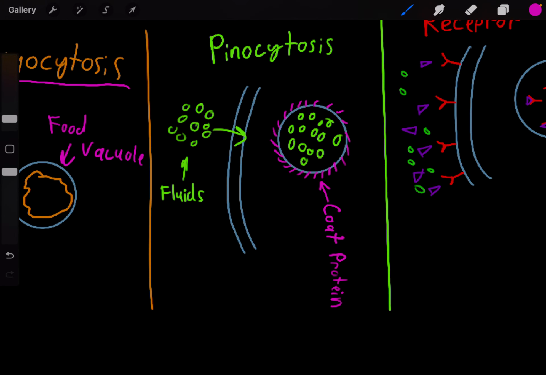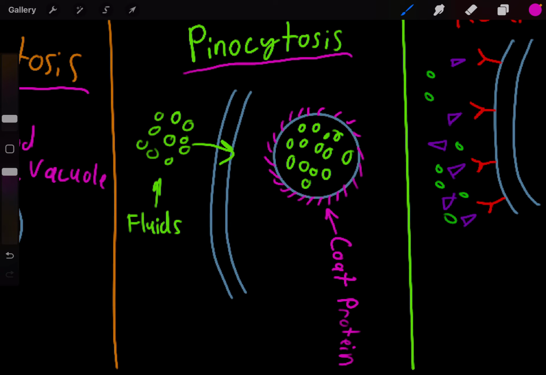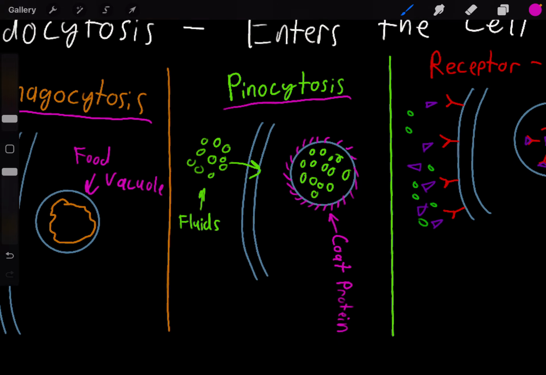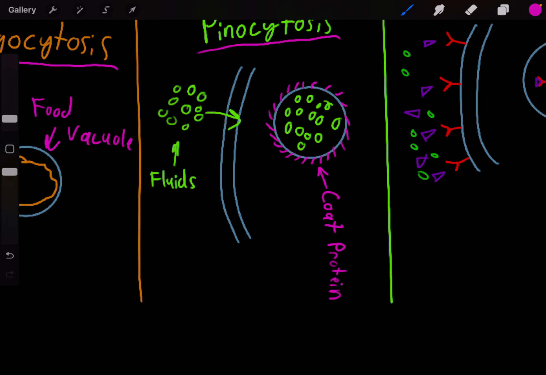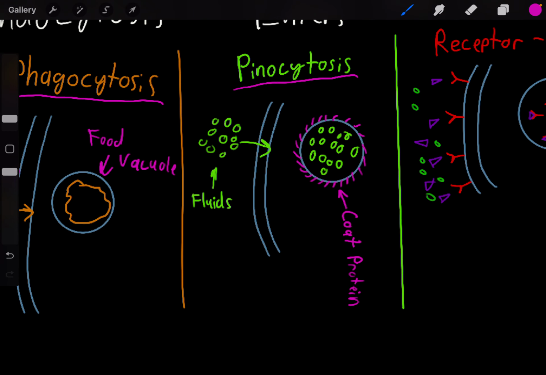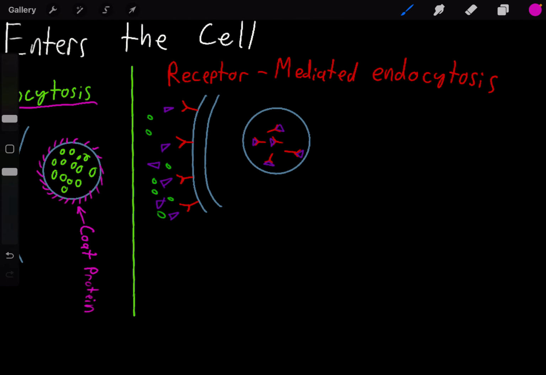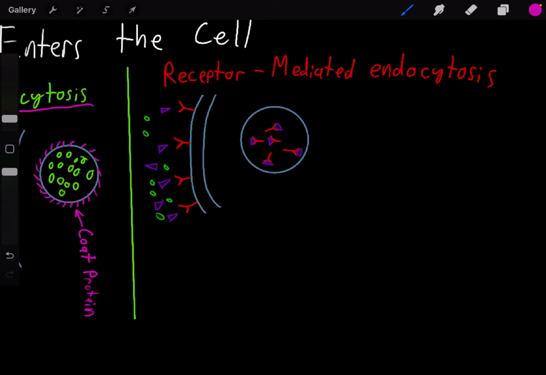When fluids, for example water and other liquid, want to enter the cell, it's called pinocytosis, cell drinking. The same thing happens, but this time it's coated in proteins, coat proteins, that we don't have to go too much in depth on. We just have to know that it's coated in proteins. But the same exact process happens. The cell membrane engulfs the fluids and takes them inside the cell. It's called pinocytosis. Now we have receptor-mediated endocytosis, which uses receptors to bring things into the cell.